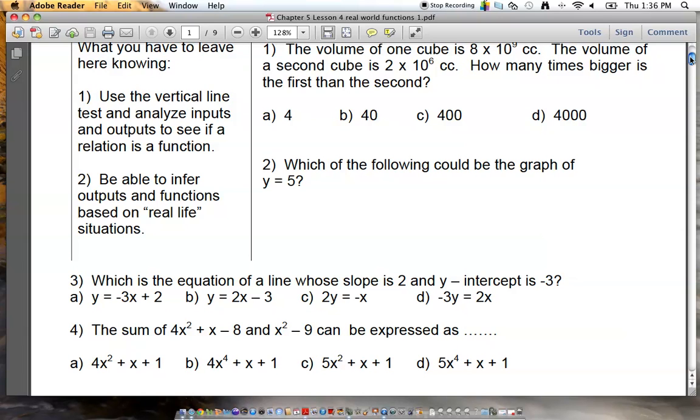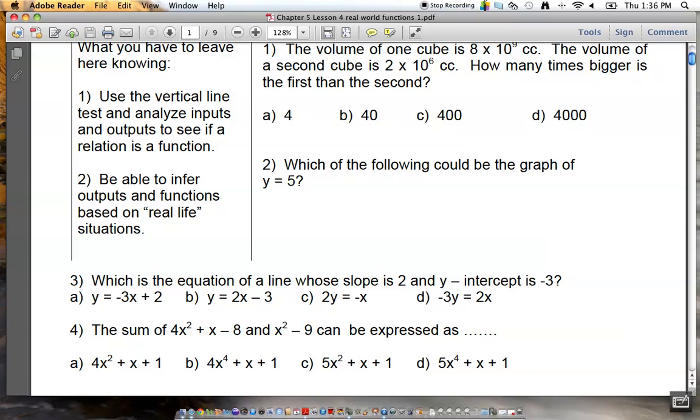The volume of one cube is 8 times 10 to the 9th. The volume of a second is 2 times 10 to the 6th. How many times bigger is the first than the second? And boy, is this a tricky question. A lot of people think that you're supposed to multiply the two of them because they see the words times bigger. It's not a multiply question, it's a divide question.